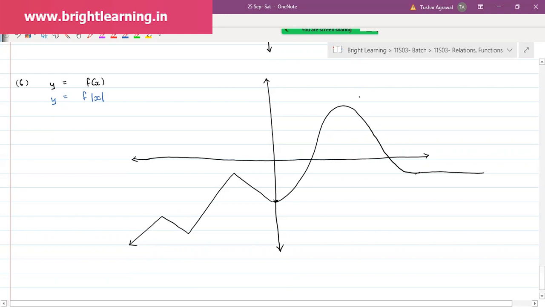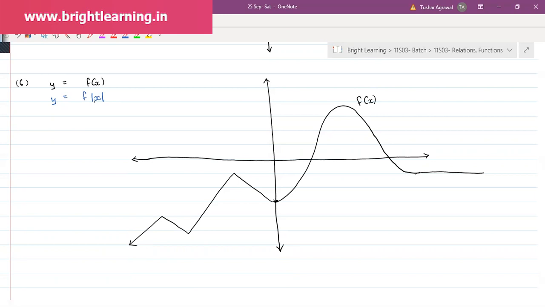This is my graph of f of x. Now, how will f of modulus of x look? First things first, the domain of f of mod x is the complete set of real numbers. Don't think, sir, that mod x means x should be positive only. If x is negative also, if f of x is defined for all real numbers, then mod x means what, sir? If you take x negative, it will be f of plus, meaning it's defined for all real numbers.